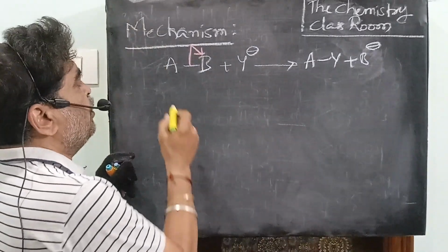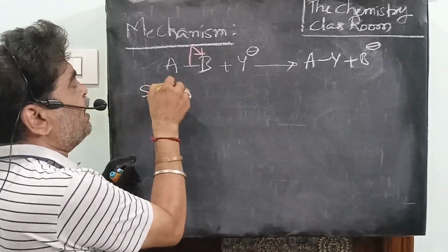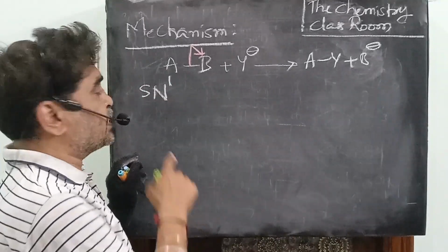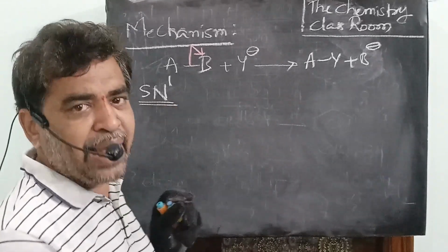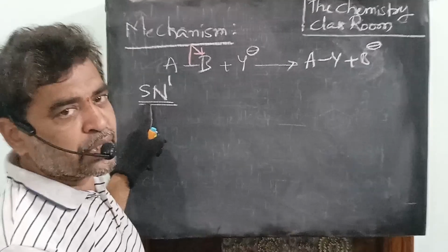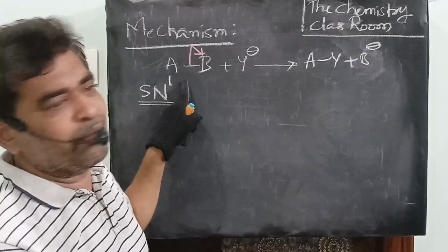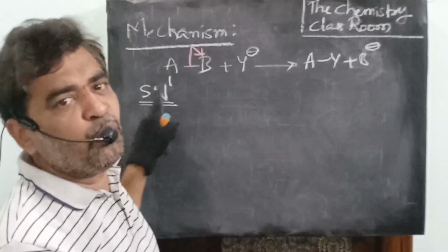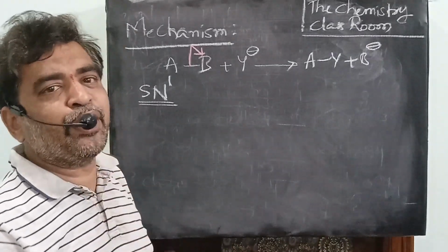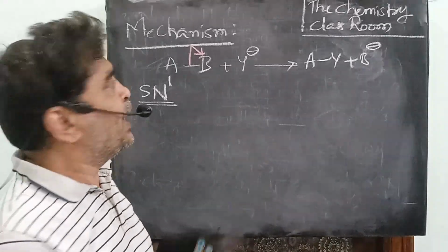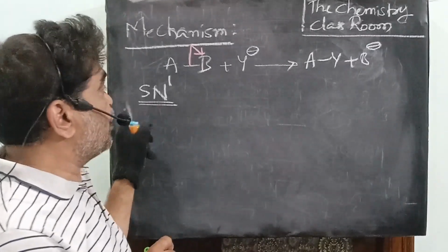So in this reaction, the very first mechanism we discuss is called the SN1 reaction, or SN1 mechanism. So what is the SN1 mechanism? SN means nucleophilic substitution, unimolecular. Why? Because in the rate of reaction, only one molecule, the main compound, is involved in the mechanism. That's why the mechanism is called the SN1 mechanism.